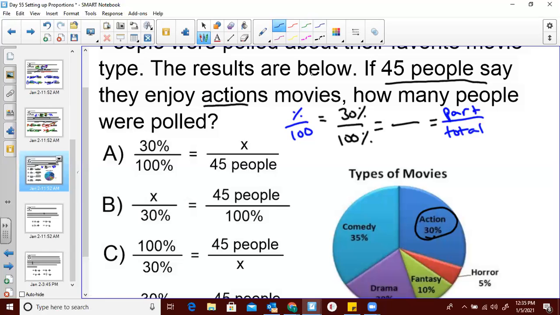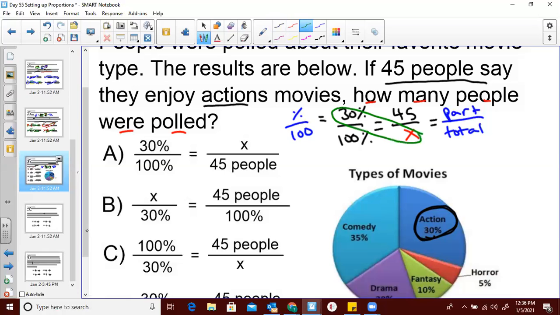Well, what's the question asking us? It's asking us how many people were polled. All right, so that made me believe that we are looking for our total amount of people polled. And this kind of works, they go hand in hand because we know that it says that only 45 people enjoyed action movies. So if these are our action movies, only 45 people enjoyed them. And that's just a part of our whole, right? Because only 30% like action movies, which means only 45 people is 30%. Right, and again, we're just going to see where X matches up.